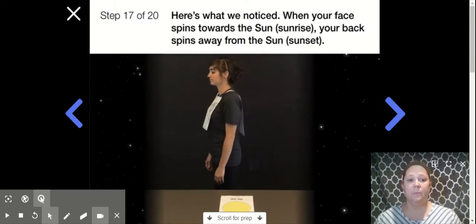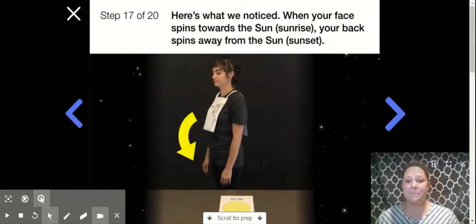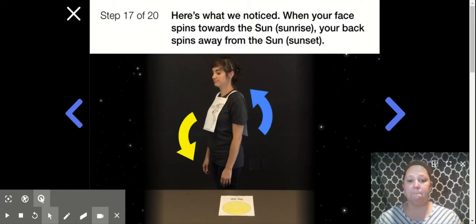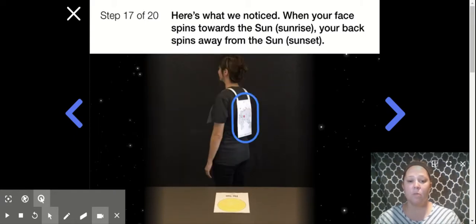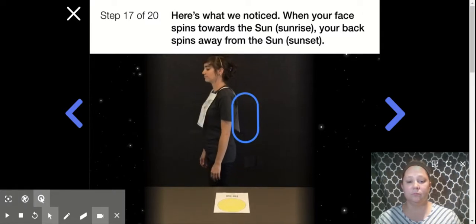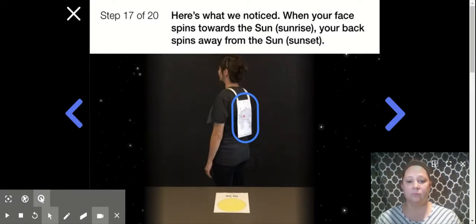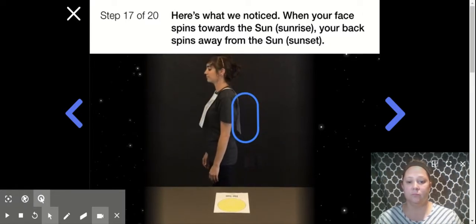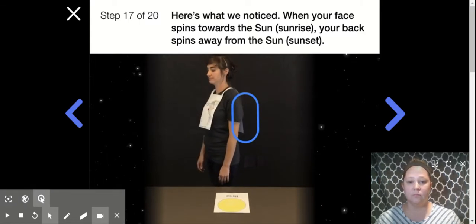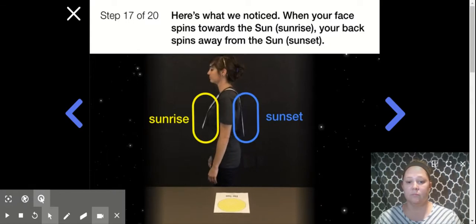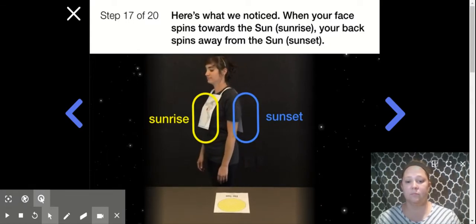Here's what we noticed. When your face spins towards the sun, your back just spun away from the sun. Watch that again. Your back is going to spin away from the sun. It goes from day to night for that side. So your backside just saw the sun set. So when sunrise is happening for one side of the world, sunset is happening for the other side of the world. Does that make sense?